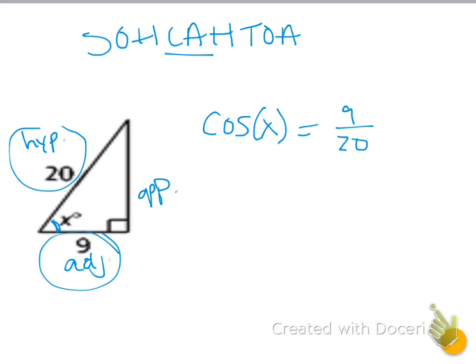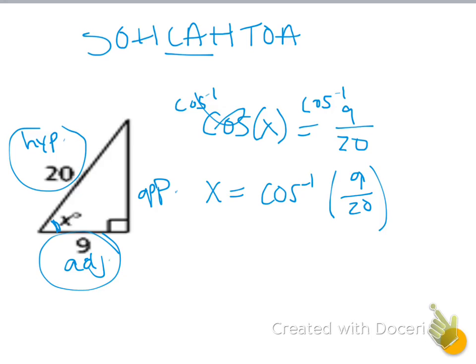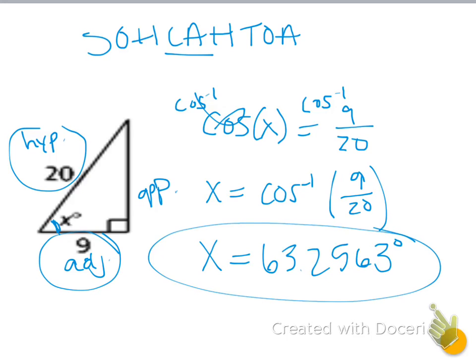Whenever we're solving for an angle, we have to use an inverse to get that x by itself. So we're going to say inverse cosine of both sides to get rid of that cosine. So x is equal to the inverse cosine of 9 divided by 20. So I'm going to type in inverse cosine of 9 divided by 20. Whenever you're solving for x, you're most likely going to be using an inverse to get that x by itself like that. So x equals 63.2563, and we're looking for an angle measure, so we're going to label it degrees.